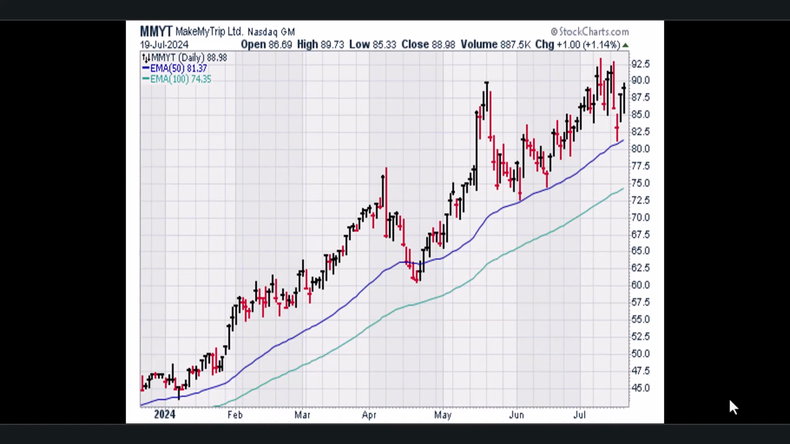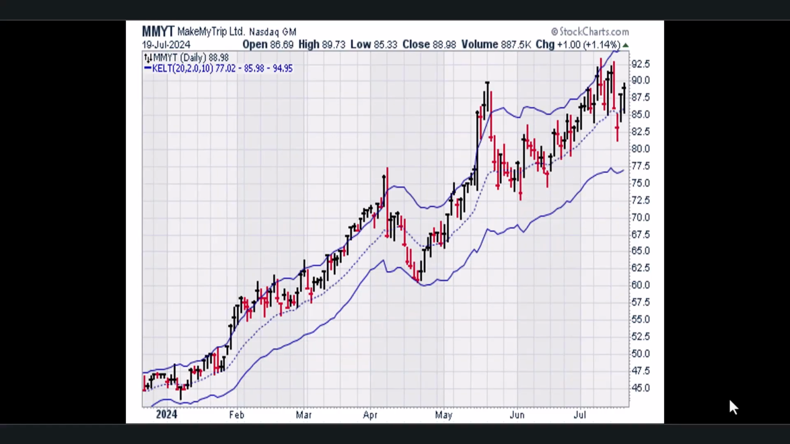Now we're going to look at the daily chart. A stock is in a bull trend on a daily basis if the 50-period or 50-day exponential moving average is above the 100-day exponential moving average. The blue line is the 50-day EMA line, and the green line is the 100-day EMA line. The blue line has been above the green line since the chart started, so the daily trend in MMYT is up. Next, we're going to look at a daily chart that displays the Keltner channel.